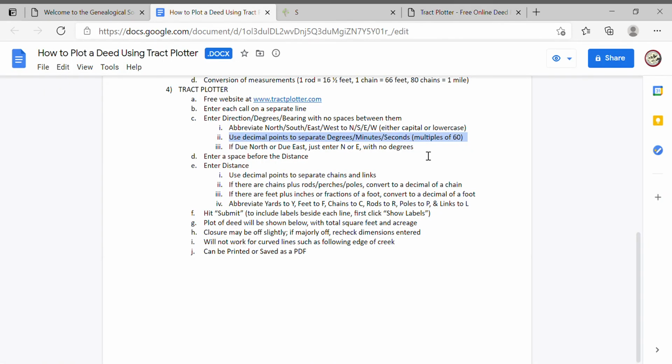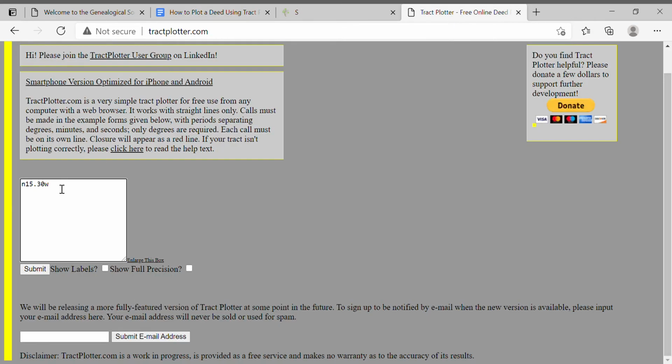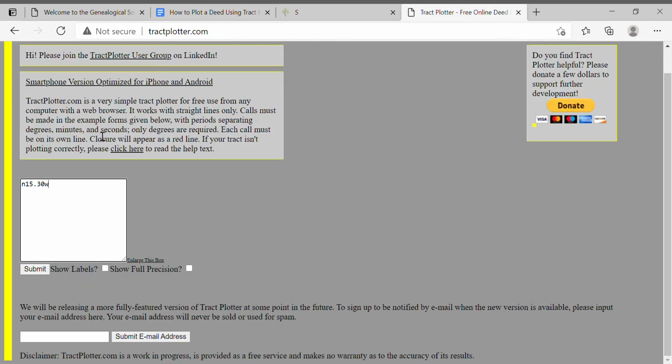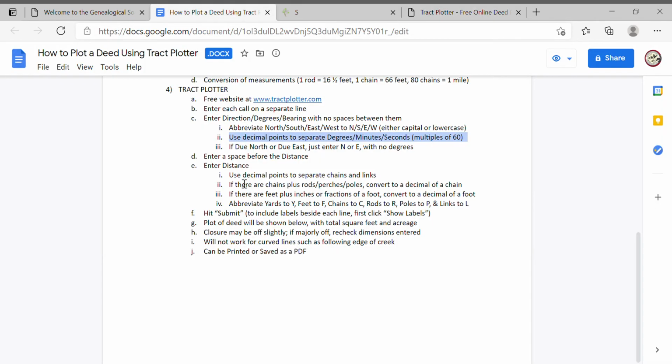By the way, if there was ever a time when you had due north or due east, you can just enter N or E with no degrees. But right now we're not done with that call yet, so let's back up here. The next part of the call is going to be the space before the distance, because we still need to add the distance. So we're going to add a space, and now add the distance.